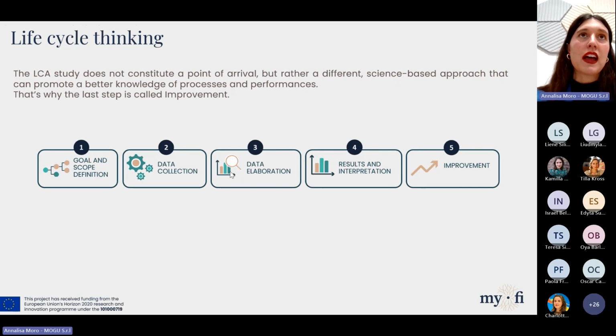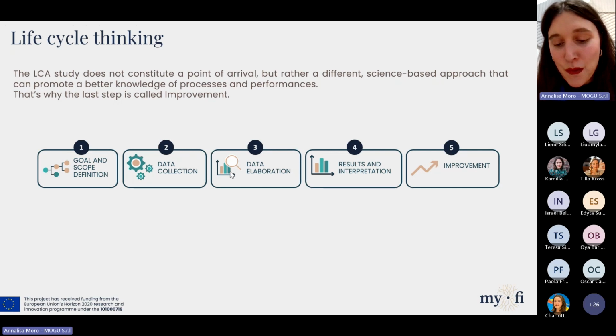It's important to underline that life cycle assessment is a tool, but it's just a starting point. It is not a point of arrival, and it's important to think in terms of life cycle thinking, so really to focus on the improvement. So for us, it has been important to do that, to really understand how we are acting and how we can improve our material since the beginning.